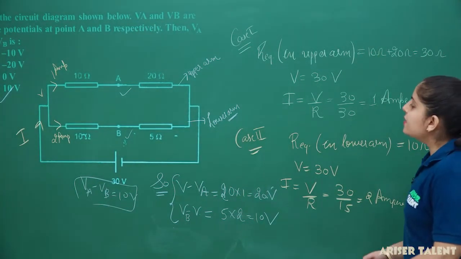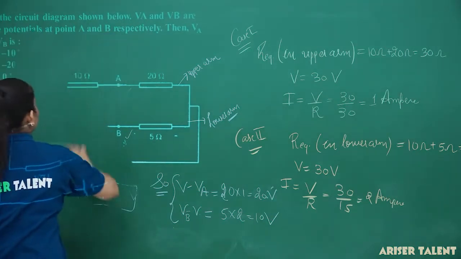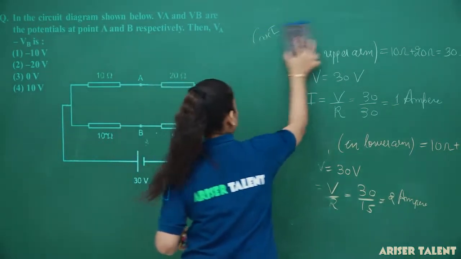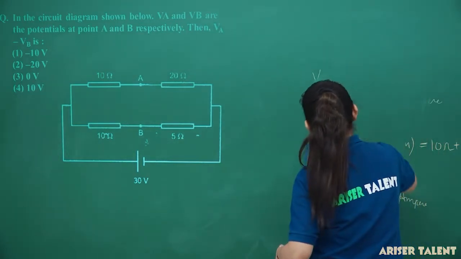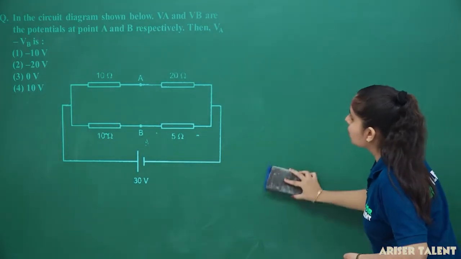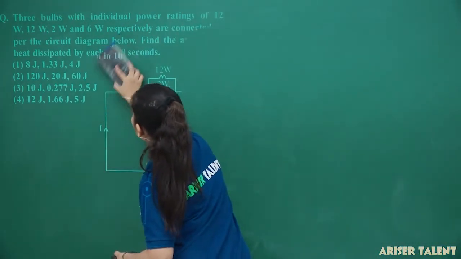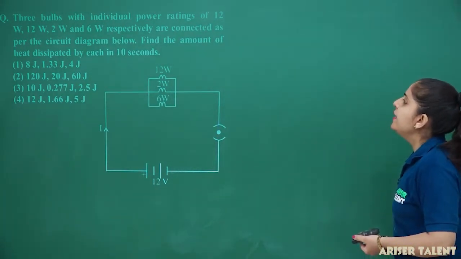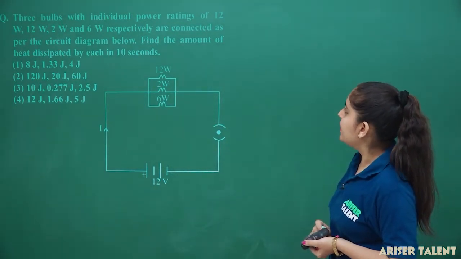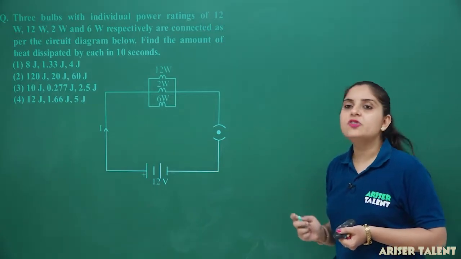Now, the next question in this sequence will be this. Now, what is given in the question? Three bulbs with individual power rating of 12 volt, 2 volt and 6 volt are connected respectively in the circuit diagram. You have to find out the amount of heat dissipated by each in 10 seconds.